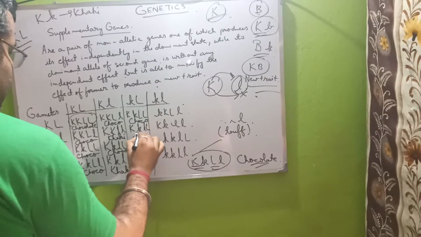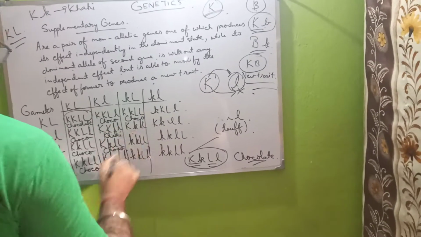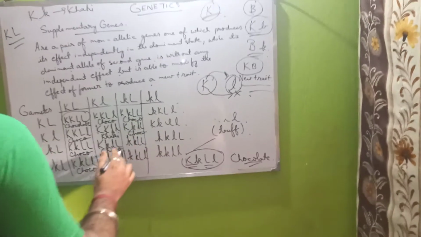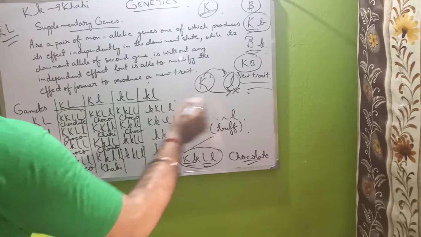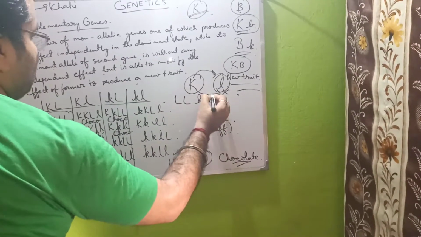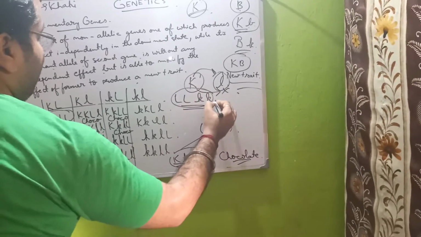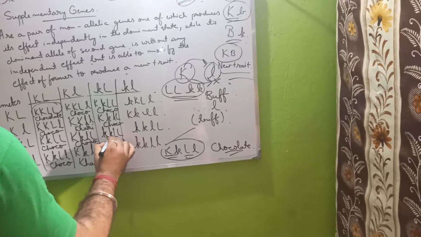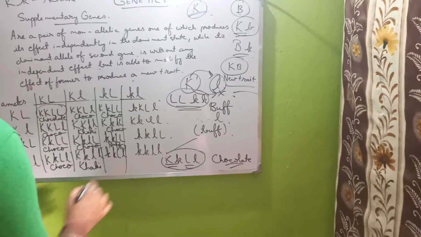So over here, this will also be a chocolate color. This one will be a chocolate color. This one is having two small l. So for the first time, the L gene is capital and this is recessive. So what are we going to get? We will be getting the buff color. So now it will be able to express itself. So this will be a buff color.